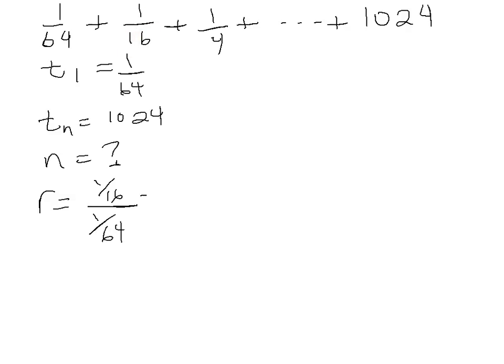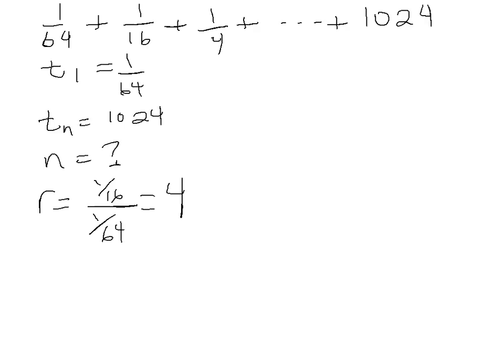So if we do that properly, we should get 4. So you actually see what's happening here. You multiply this by 4 and you get this. Multiply it by 4, you get this. So every next term is 4 times bigger than the one before.